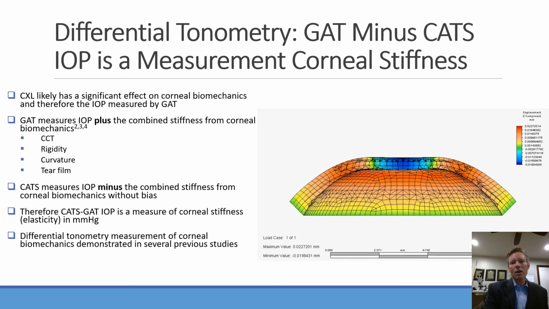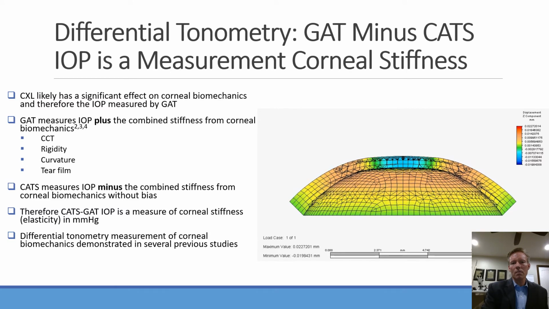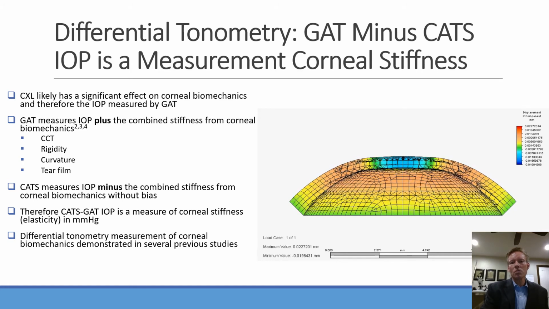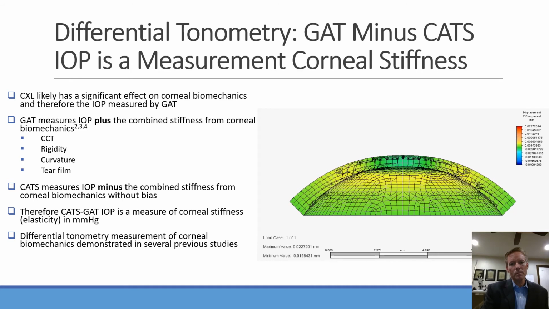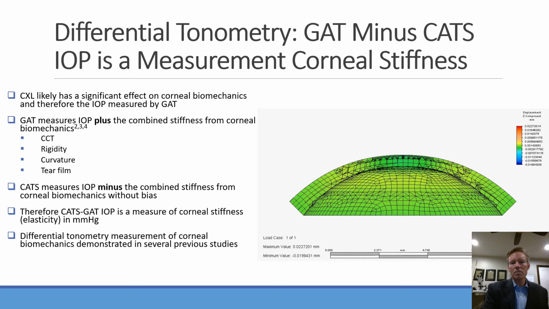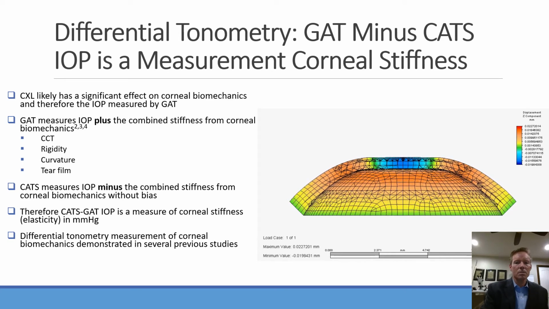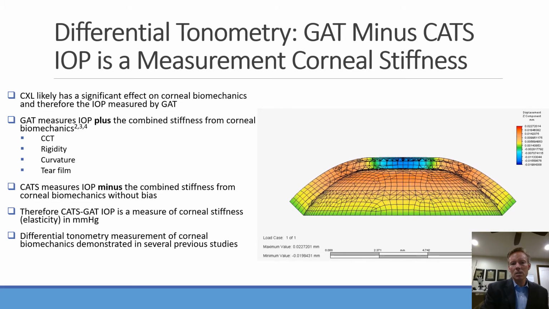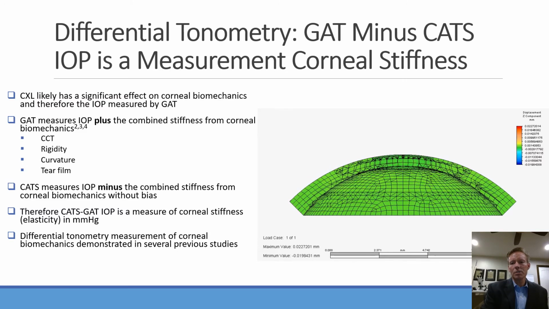Since CATS measures IOP minus most of the corneal biomechanical factors, the difference between CATS minus GAT is likely a measurement of corneal stress during applanation. Similar differential tonometry measurements of corneal biomechanics have been demonstrated previously using various tonometers such as DCT and Goldmann. However, the lack of bias between CATS and GAT using the same tonometer armature measurement technique is a distinct advantage.